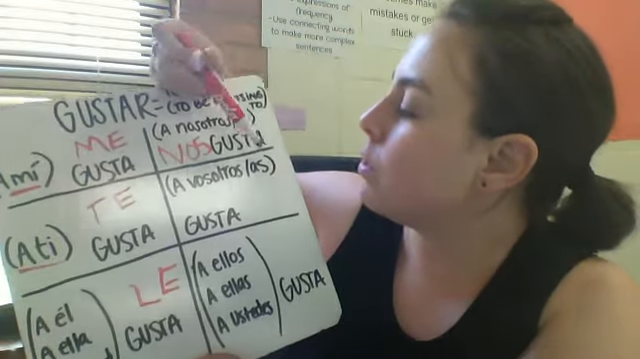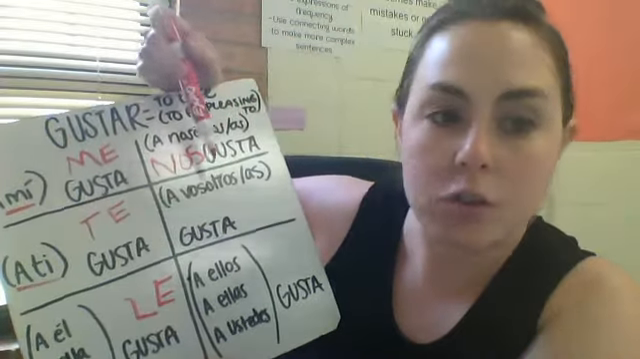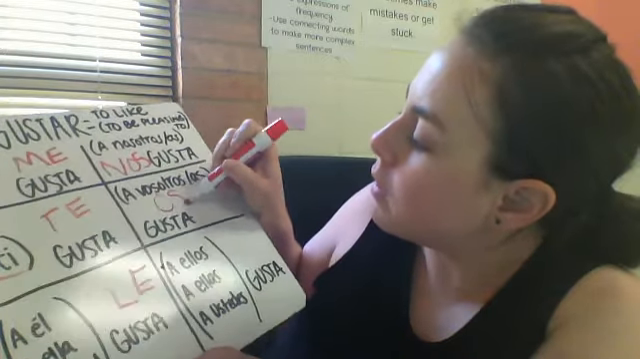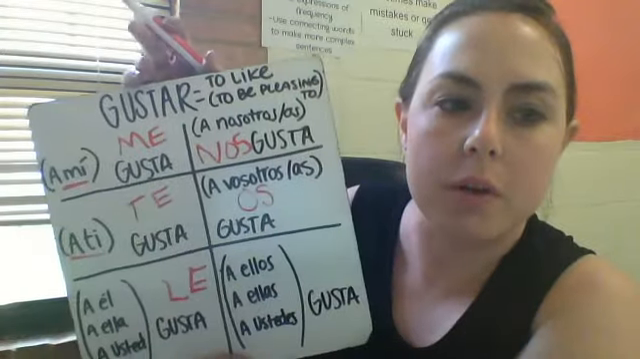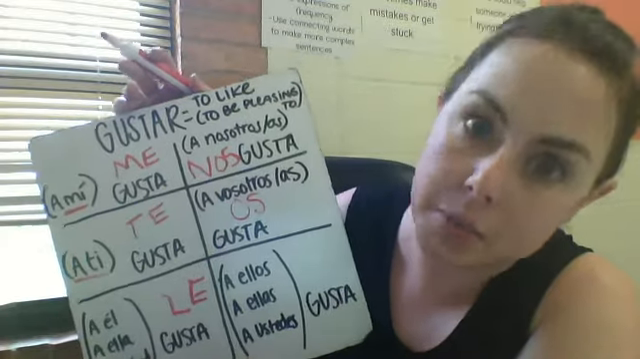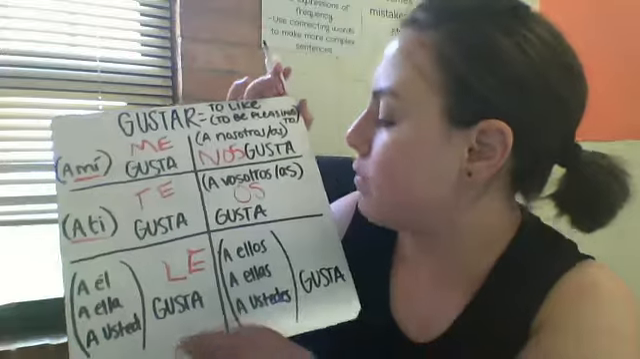For the vosotros and vosotras, the a vosotros, a vosotras, it's os gusta. Os gusta is the form that we will use for y'all like, or you all familiar in Spain. Like, remember, we only use that form in Spain.